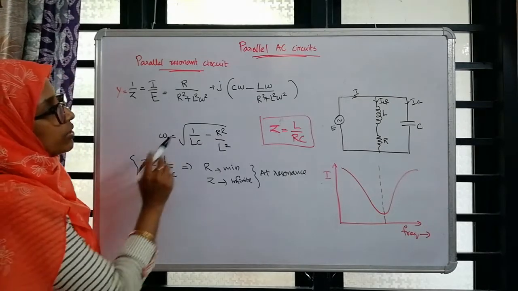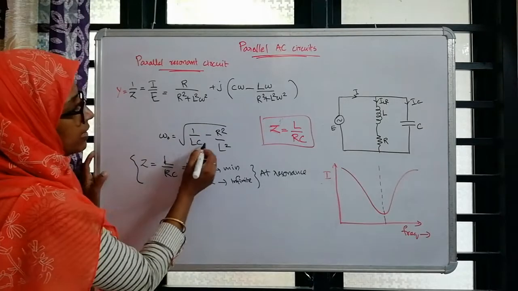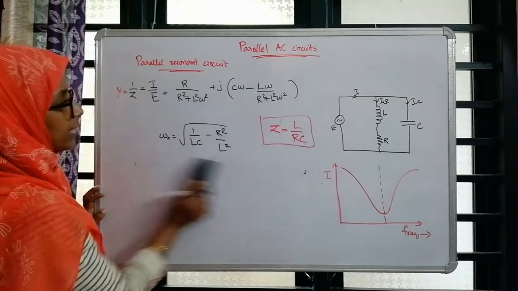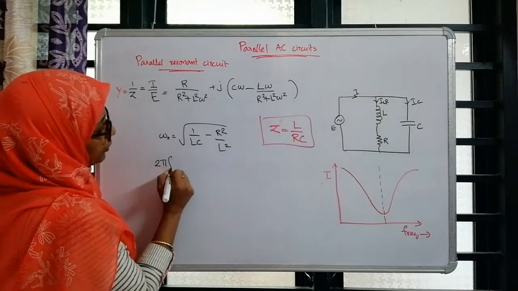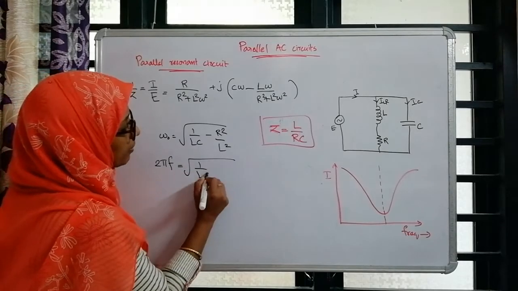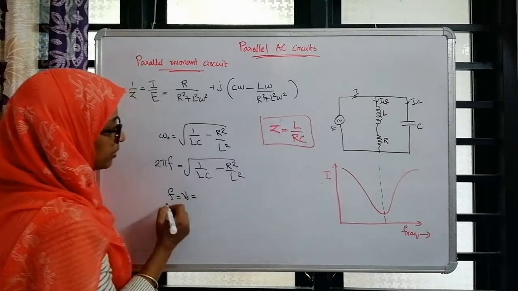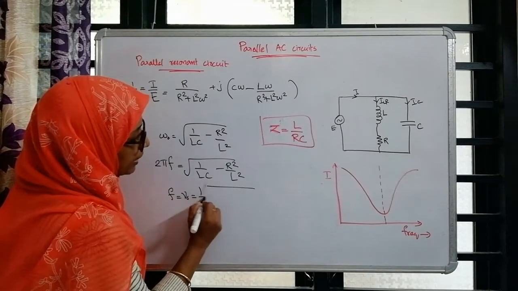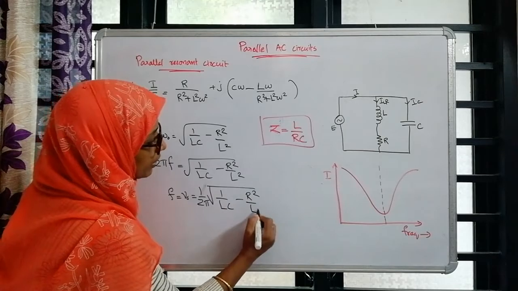Okay. Then also we can say omega 0 is equal to root of 1 by LC minus R square by L square. In that case, omega 0 we know is 2 pi f. So 2 pi f is equal to root of 1 by LC minus R square by L square, or f, or nu 0, which are same for the frequency representation, is 1 by 2 pi root of 1 by LC minus R square by L square.